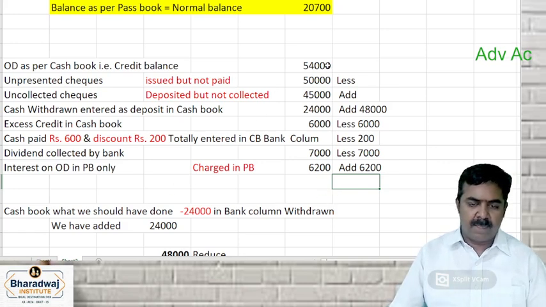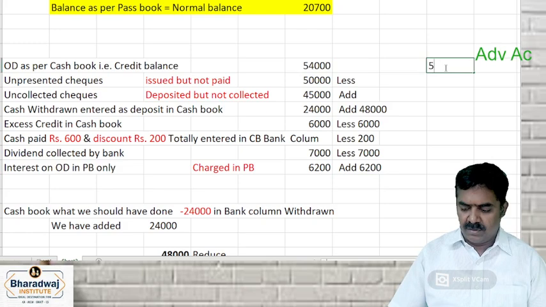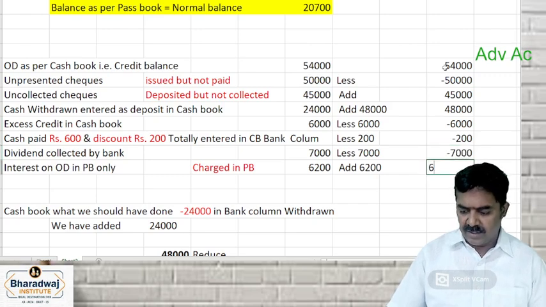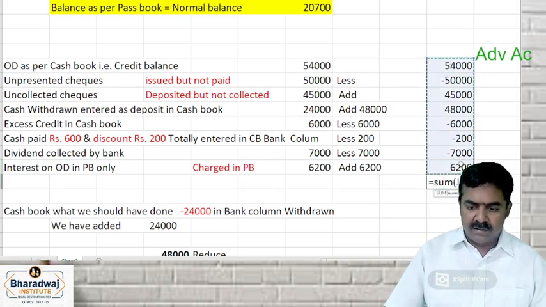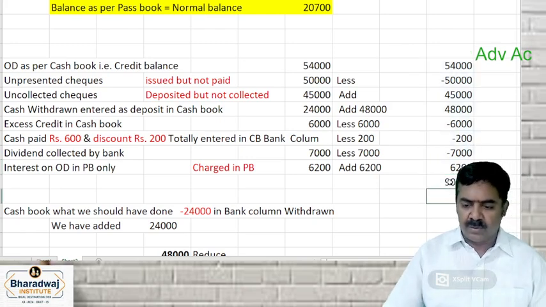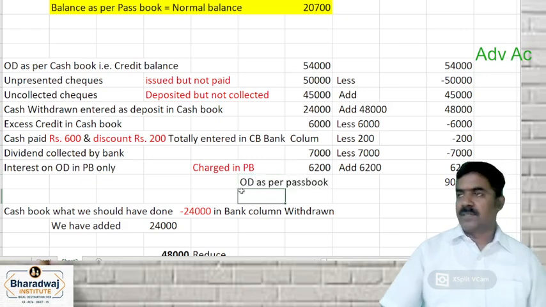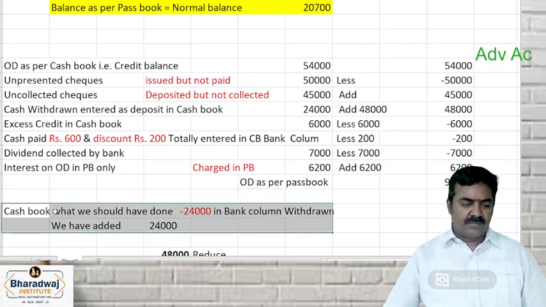What is the answer? 48,000 plus minus 6,000 minus 200 minus 7,000, add 6,200. What is the answer? OD ends with OD. This is OD as per classroom. The examiner would present the answer well. It's okay in the classroom.